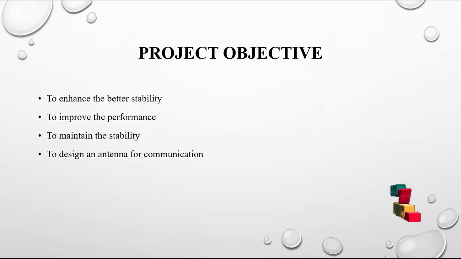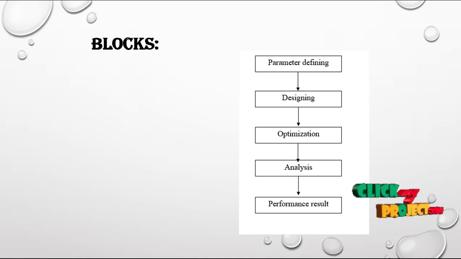This is the project objective: to enhance stability, to improve the performance, to maintain the stability, and to design an antenna for communication. And this is the block diagram. First of all, we define the parameters and design our antenna, optimization is done, and we analyze our results and how the performance is.